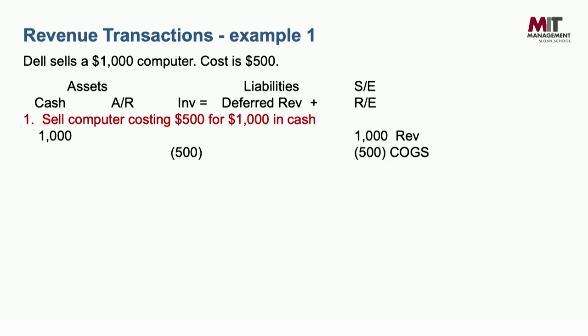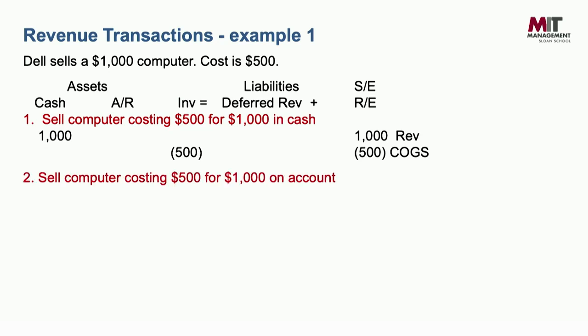Dell's going to get cash of $1,000. It's going to recognize $1,000 worth of revenue. The computer costs $500, so out of its inventory, we're going to send out a $500 computer, and that'll be our cost of goods sold for this transaction.